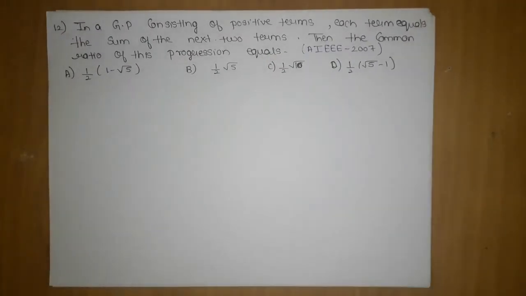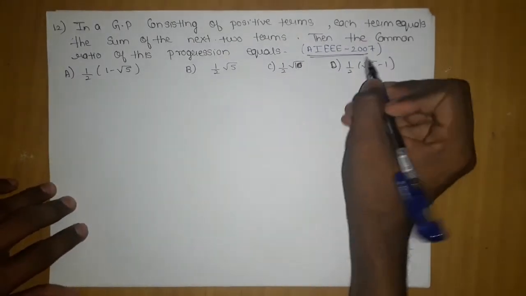So the next question which we are going to take is the 12th question. The question says, in a GP consisting of positive terms, each term equals the sum of the next two terms, then the common ratio of this progression equals to. A option is 1 upon 2 into 1 minus under root 5, B option is root 5 upon 2, C option is under root 10 by 2, and D option is under root 5 minus 1 by 2. This question has been asked in AIEEE 2007.